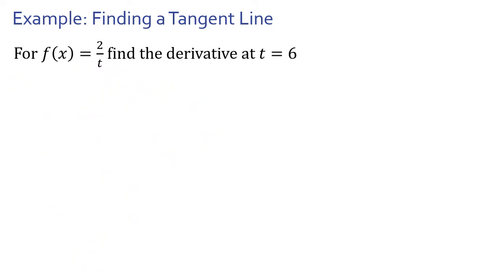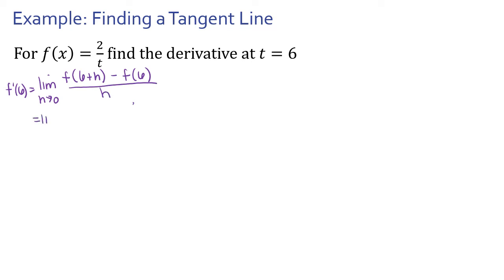Let's look at another example. For f of x equals 2 over t, find the derivative at t equals 6. Okay, so let's go through and we're going to stick with that second formula, the limit as h approaches 0. So I'm finding, again, I need to start with saying this, I'm finding the derivative of the function when t is 6. I'm going to use that notation. Okay, so that is going to give me, again, it's always f at a plus h minus f of a all over h.